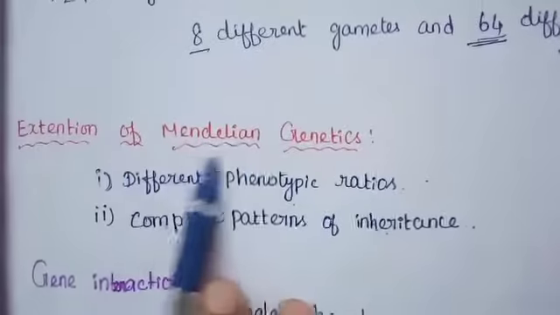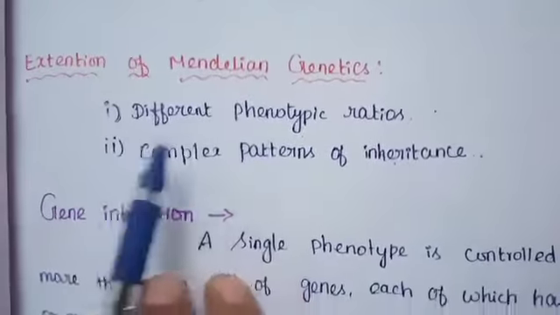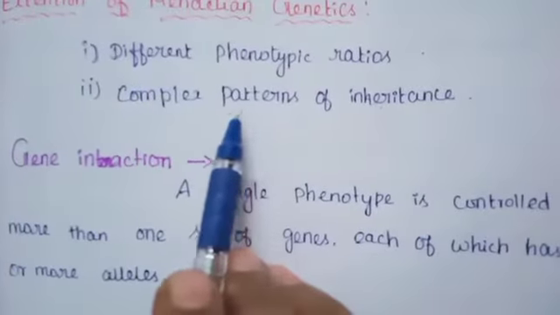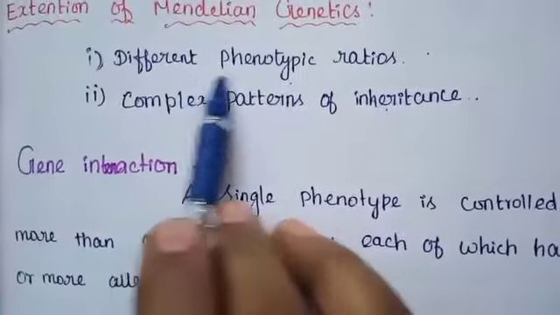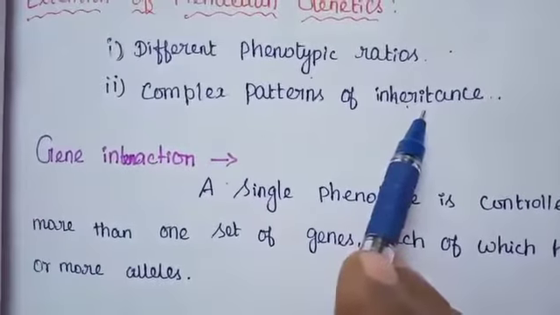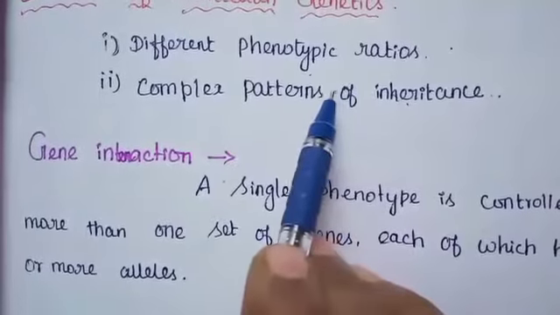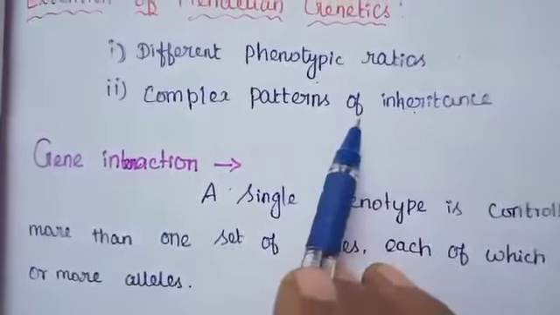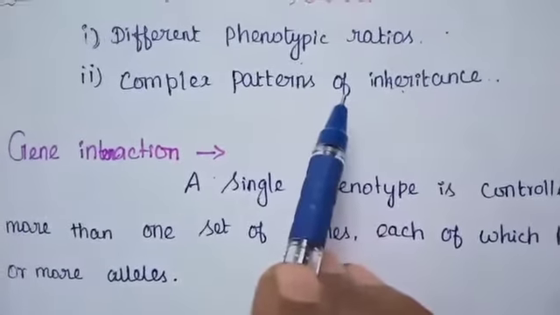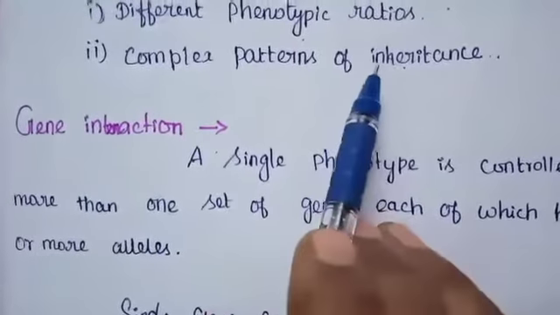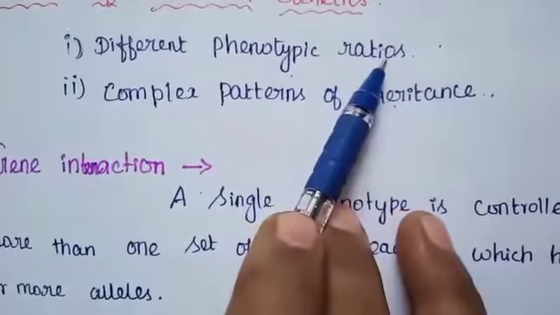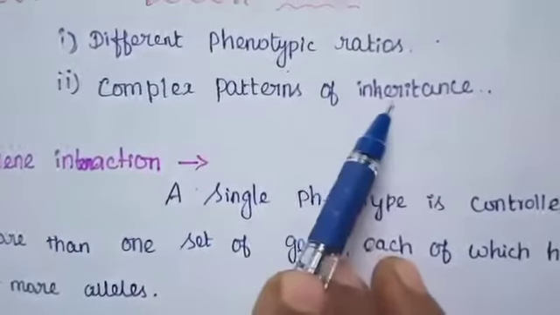Next, extension of Mendelian genetics. What is the extension? Apart from monohybrid, dihybrid and trihybrid crosses, there are some exceptions to Mendelian principles. So what is it? Different phenotypic ratios and complex patterns of inheritance. These are the extensions. So more complex patterns of inheritance are the extension of Mendelian genetics. There are examples where the phenotype of an organism is the result of interaction among the genes. Because of the interactions of the genes, the phenotypic ratio is different, and complex patterns of inheritance also arise.